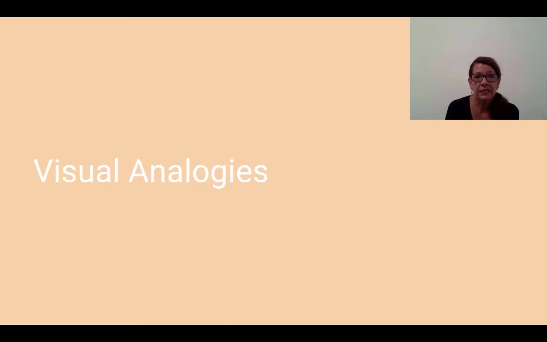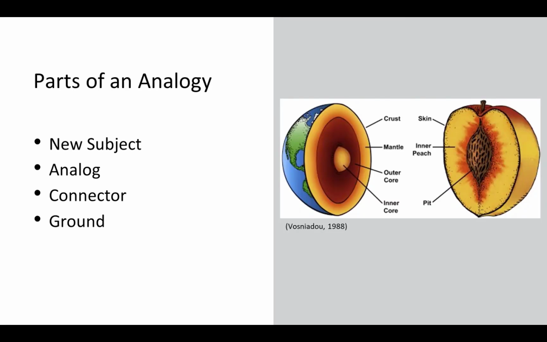Visual analogies assist learners in understanding new ideas by comparing unfamiliar information to something familiar. There are four parts of an analogy: the new subject, the analog, the connector, and the ground. The new subject is the unfamiliar information, such as the Earth's layers in this graphic. The analog is the familiar information, such as the peach.